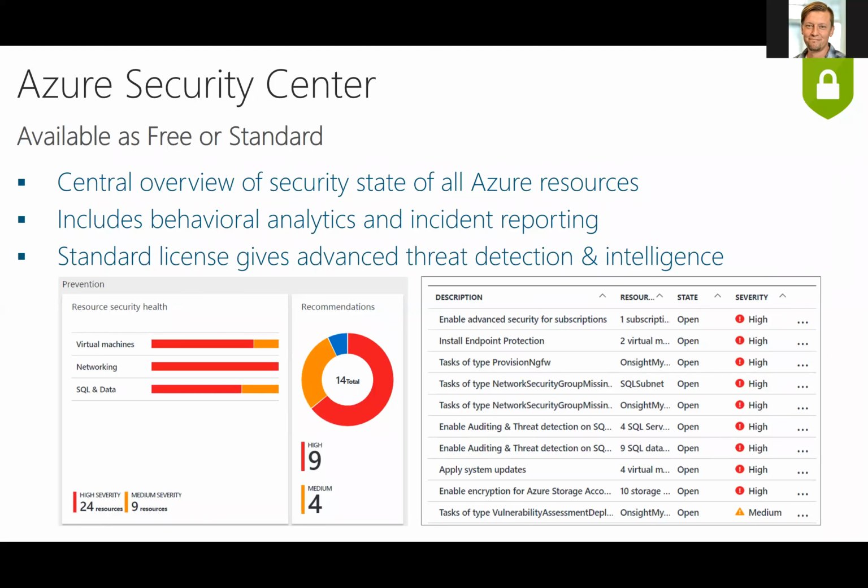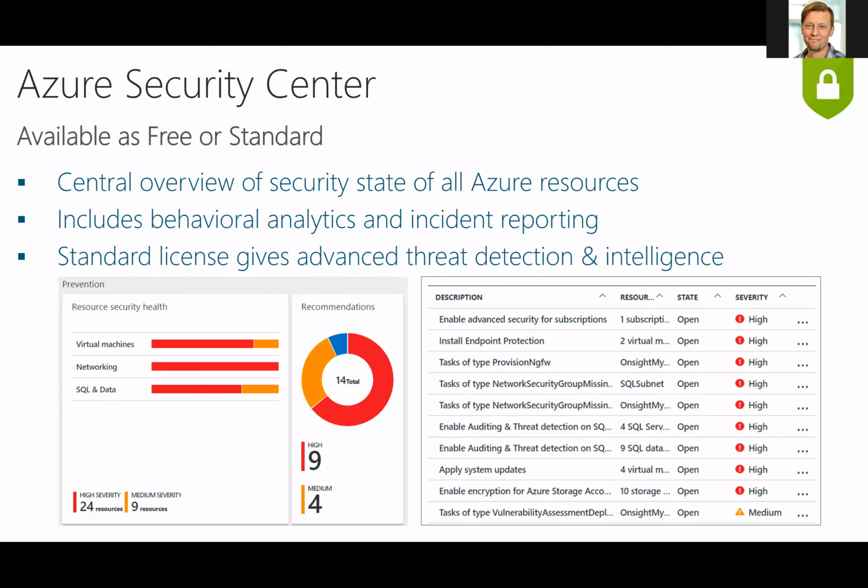For example, in this screenshot, I have 9 high or critical recommendations and 4 medium ones. And when I click those, it gives me a detailed list of things that you should deploy. So here's a good example.